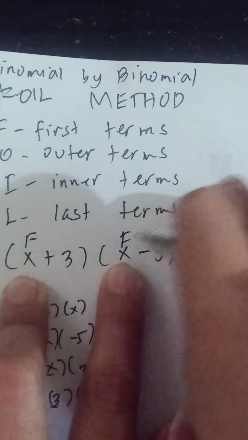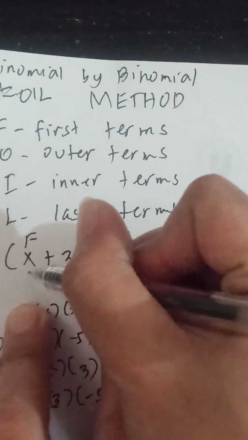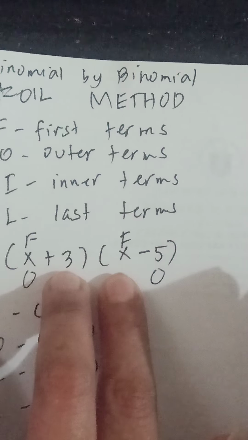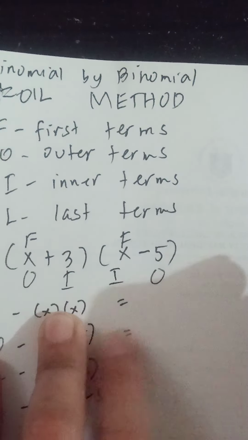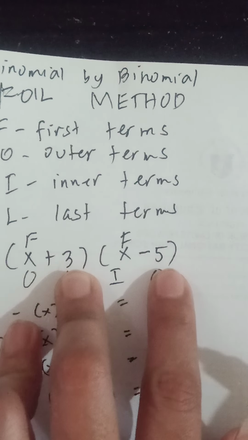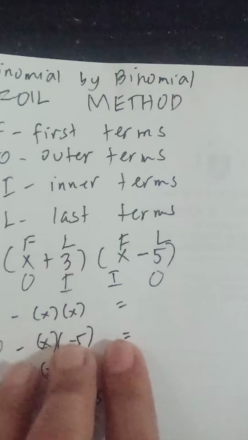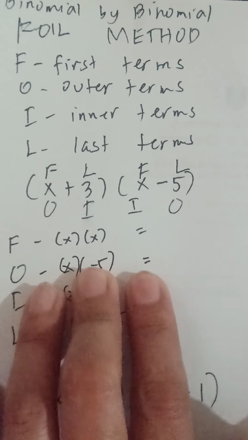These are the first terms. The outer terms are x and negative 5. So these are the outer terms. Inner terms are these two expressions. These are the inner terms. And then 3 and negative 5 are the last terms. So these are the last terms. So you need to multiply the first terms, outer terms, inner terms, and last terms.